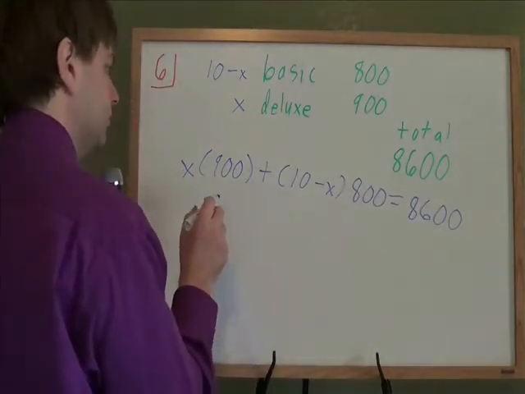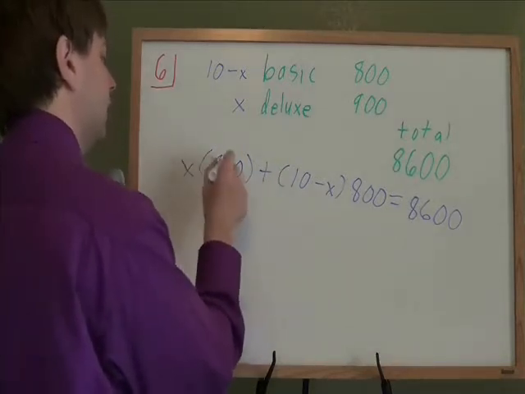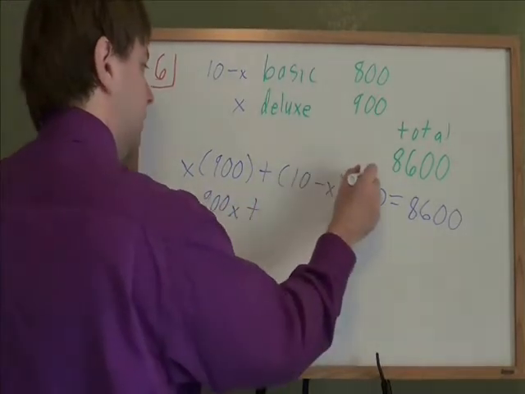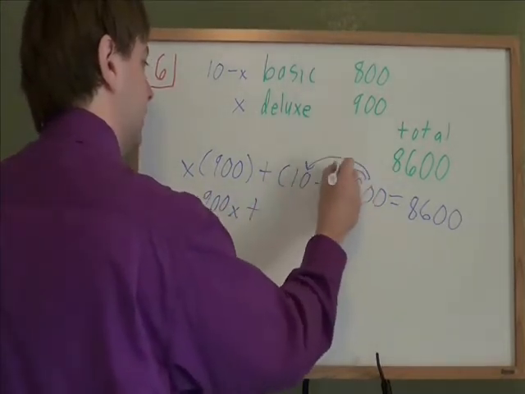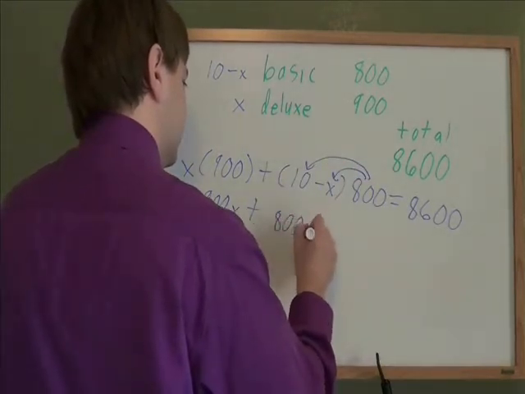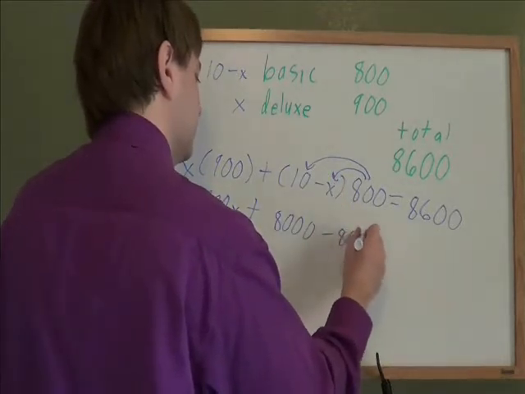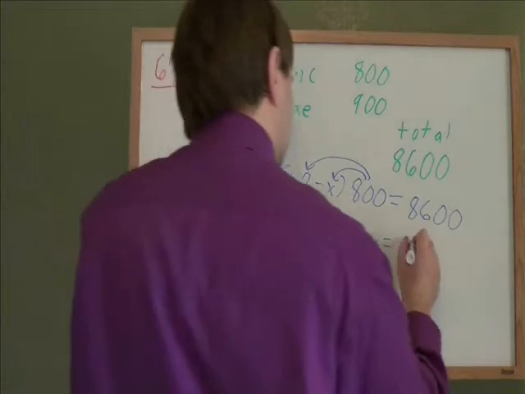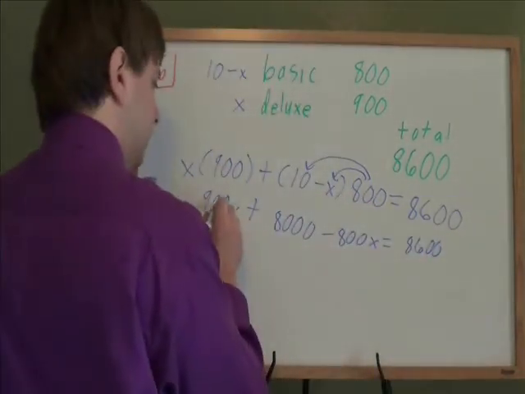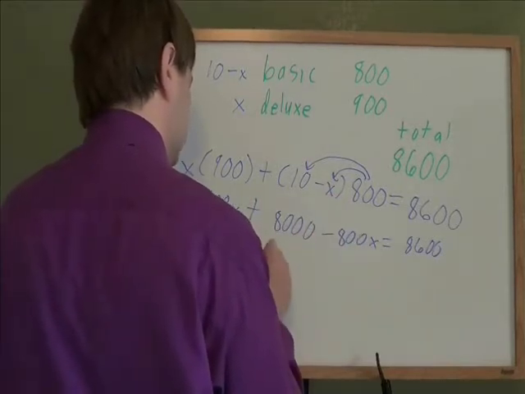And then we'll solve this about the same way we would any kind of algebra equation. We want to start by simplifying. X times 900 is 900x. Here we've got to distribute the 800 out. 800 times 10 is 8,000. 800 times negative x is negative 800x. And then 900x minus 800x, that is 100x.